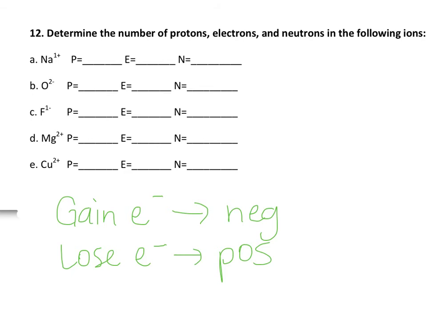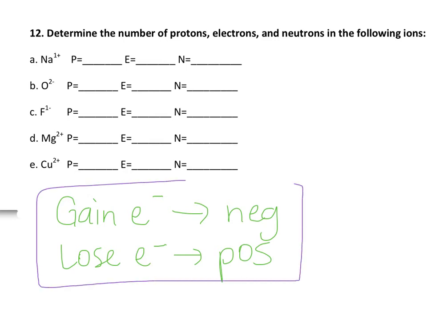Okay, so the hardest question on this worksheet would be number 12, where you have to calculate protons, electrons, and neutrons for ions. So just recall from when we worked these out in class, if you gain negatively charged electrons, if you gain something that's negative, you're going to become negatively charged. If you lose negatively charged electrons, you're going to become positive. So let's work out an example of each.